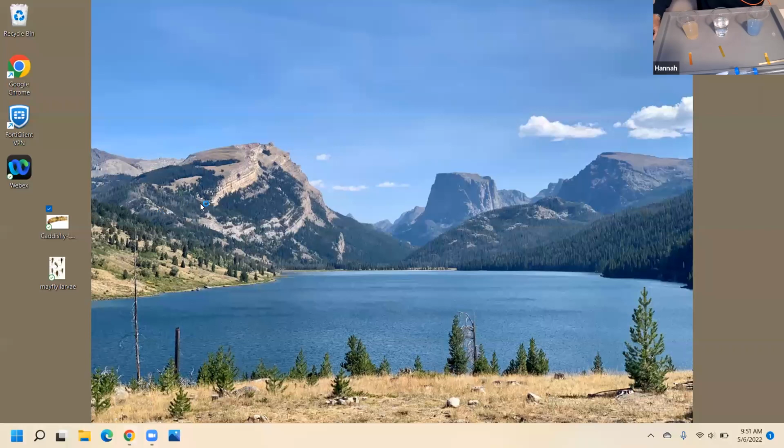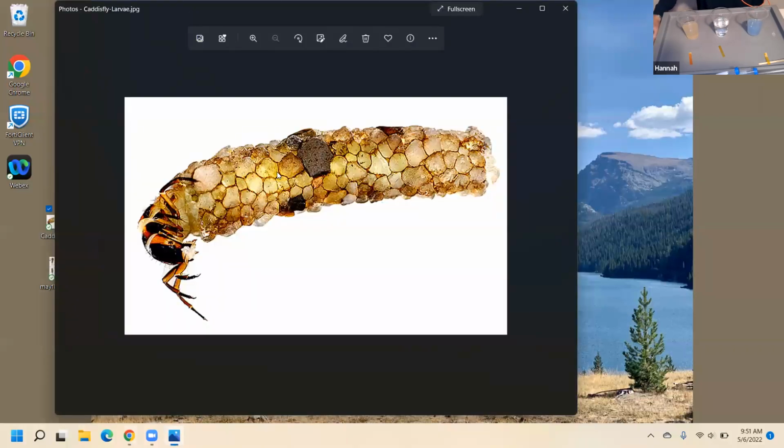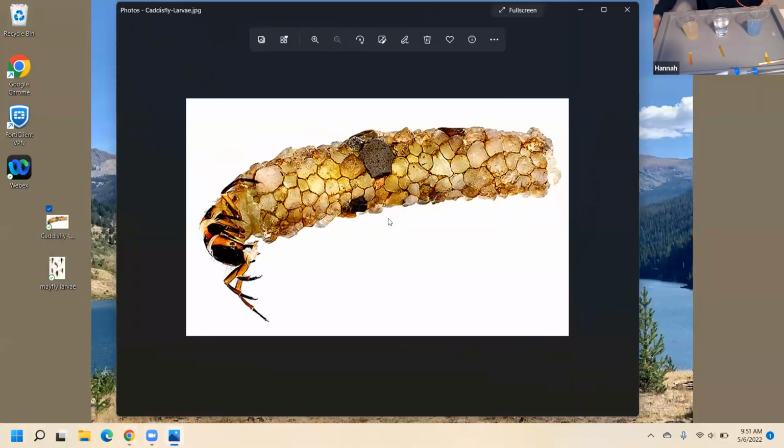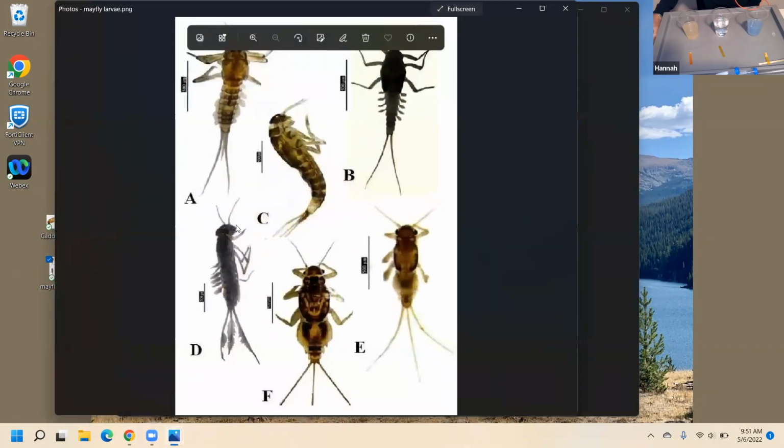So this first picture is a caddisfly. And this is under a microscope. I want to remind you guys of that. It's generally going to be small in size, but under a microscope, we can see a lot of different details. This second one is the mayfly larva. And these are different stages of life for the mayfly, but this is what it would look like under a microscope as well.